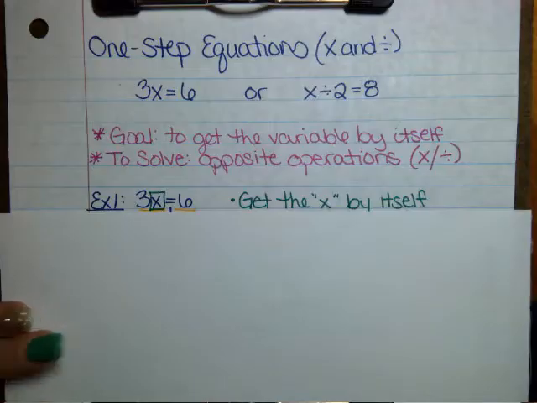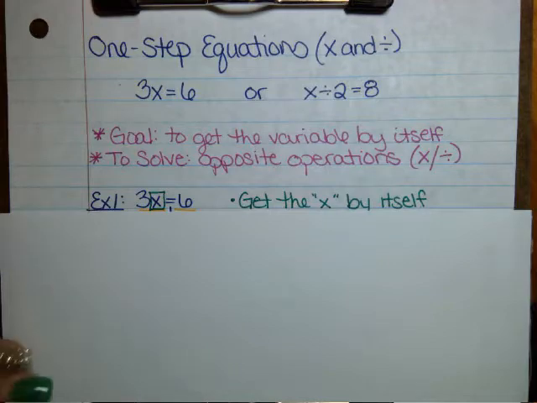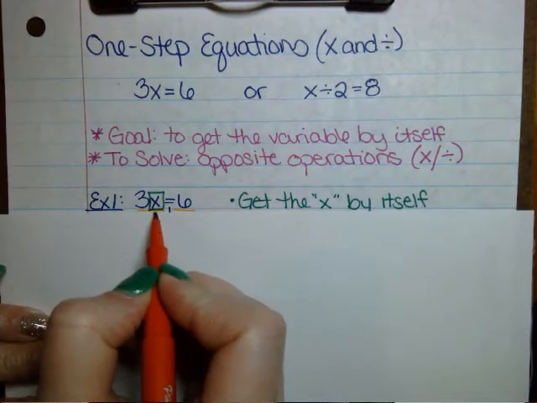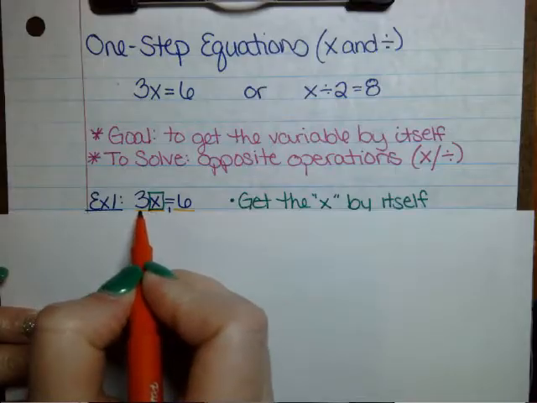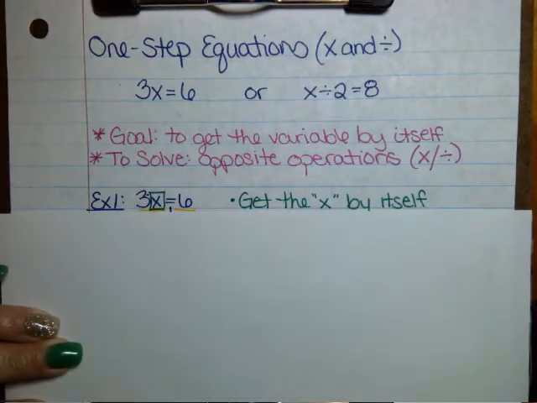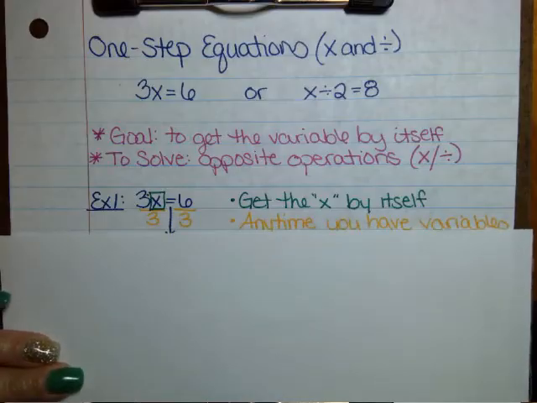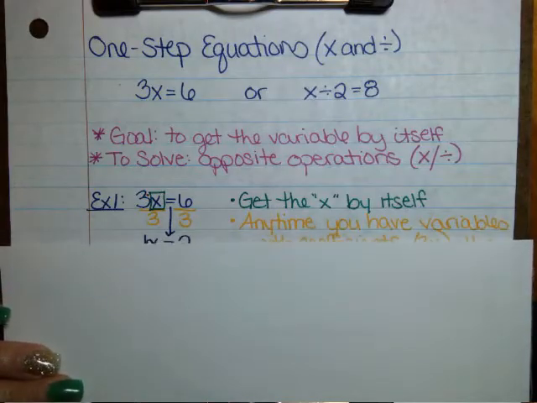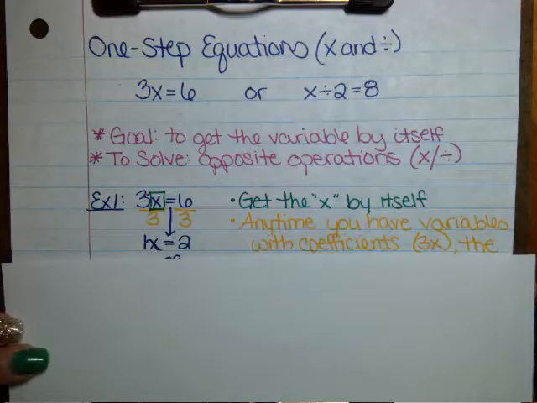For my first example, I have 3x is equal to 6. Right now I want to get the x by itself, which is why I have it in a box. Right now the operation is telling you to multiply. If there's not a sign or an operation in between the number and the variable, it's understood to be multiplication. So the opposite of multiplying is going to be dividing by 3 on both sides.